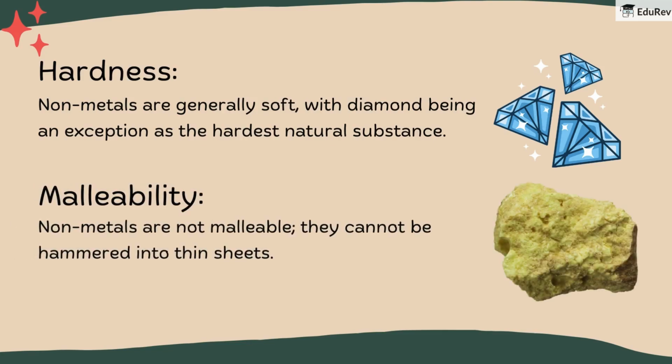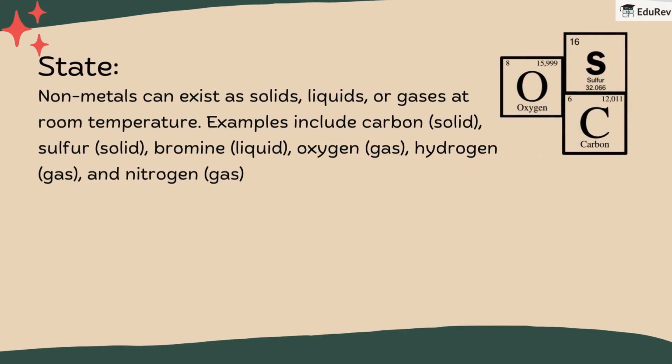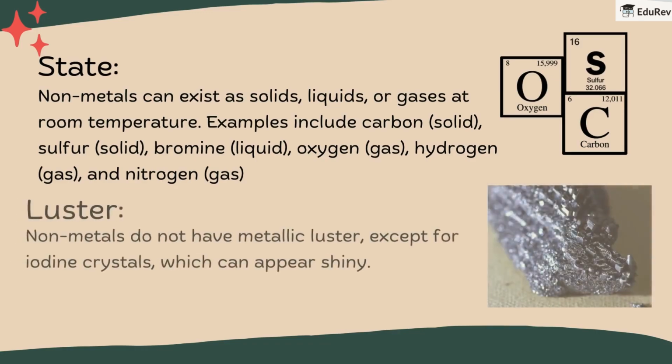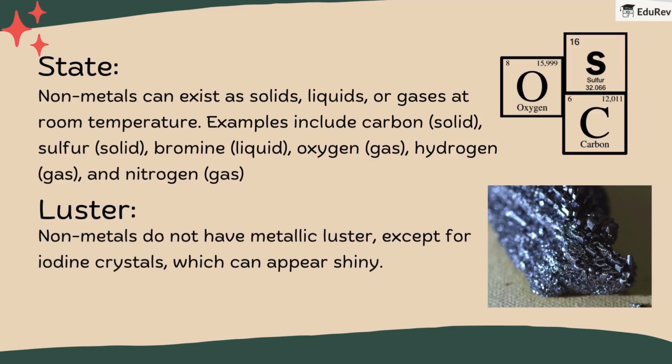Malleability. Nonmetals are not malleable. They cannot be hammered into thin sheets. State. Nonmetals can exist as solids, liquids, or gases at room temperature. Examples include carbon, sulfur, bromine, oxygen, hydrogen, and nitrogen. Nonmetals do not have metallic luster, except for iodine crystals, which can appear shiny.